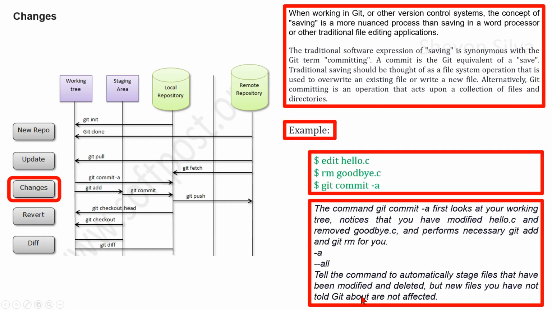As an example, we can consider this. The command git commit -a first looks at your working tree, notices that you have modified hello.c and removed goodbye.c, and performs the necessary git add and git rm for you. Here -a or --all tells the command to automatically stage files that have been modified and deleted, but new files you have not told git about are not affected.